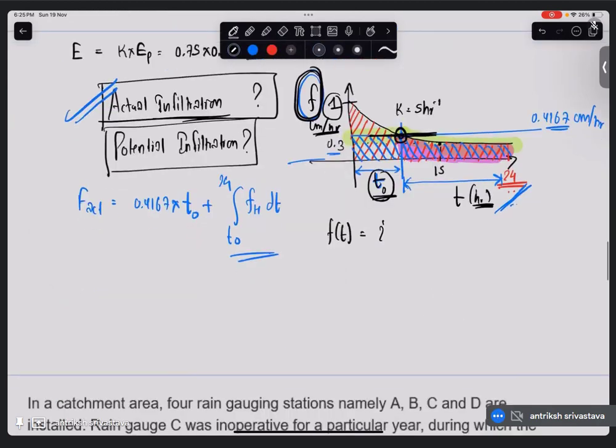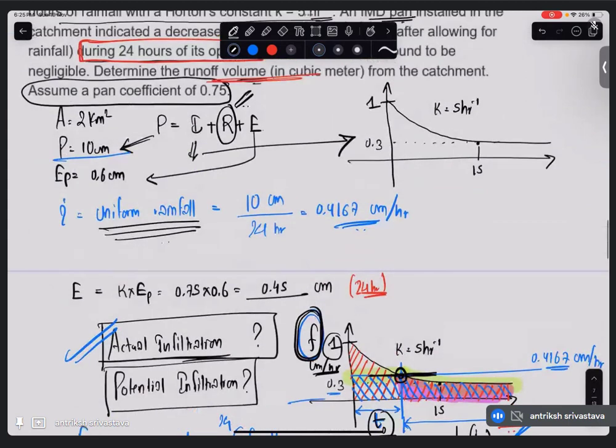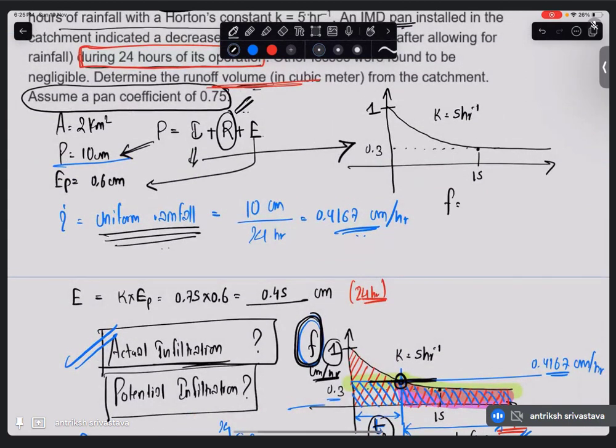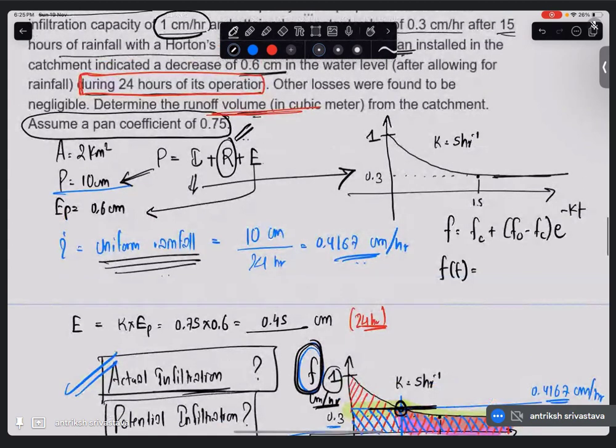So let's do that. So before that, let's write what is F. So you must be familiar with the formula for Horton's infiltration. That is F is equal to FC plus F naught minus FC e power minus KT. And this function of time is now what is FC? FC is the constant infiltration rate after a lot of time, and F naught is the initial infiltration rate, and that is given to us.